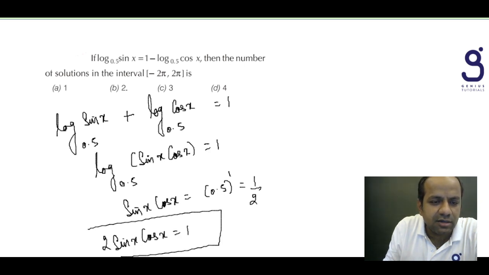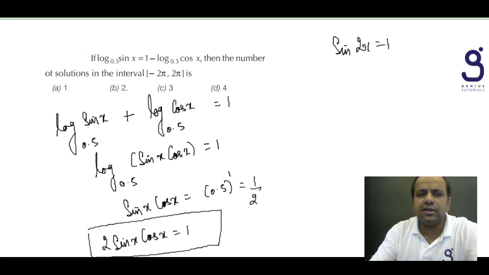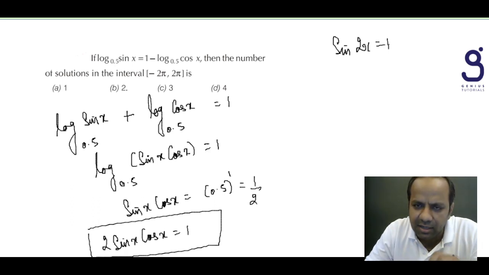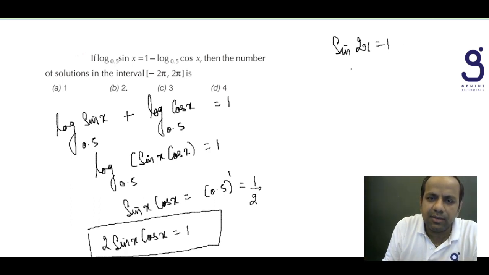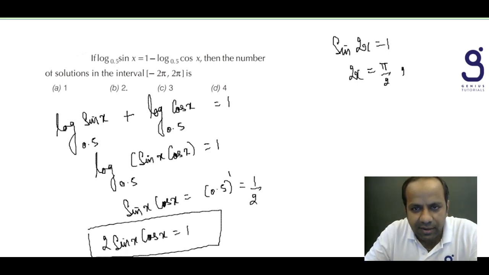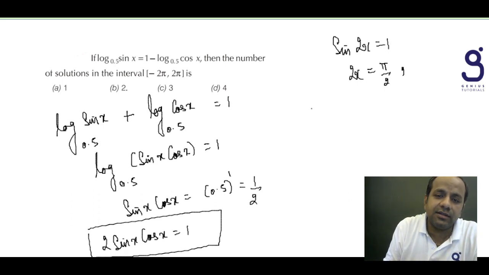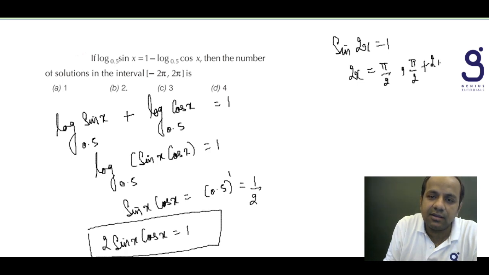Got it? 2 sin x cos x, or you can write it as sin 2x, this is equal to 1. Now we know that sin 2x is 1 where? It will be that 2x will be equal to either pi by 2 or, now see, pi by 2 is coming, and we know that the period of the sine and cos functions is 2 pi. So the other value it can be is pi by 2 plus 2 pi and then pi by 2 minus 2 pi.